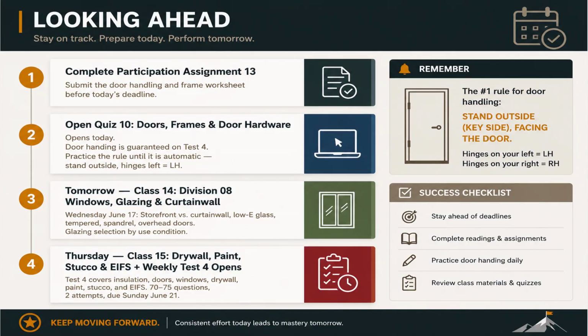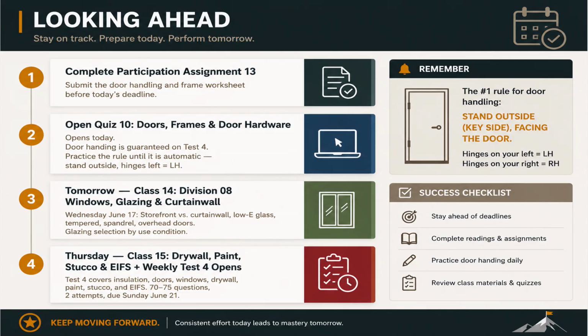Wrapping up. First, complete participation assignment 13, the door handing and frame worksheet, due before today's deadline. Second, quiz 10, doors, frames, and door hardware, opens today. And let me say this clearly, door handing is guaranteed on test 4. Practice the rule until it's automatic. Stand outside. Hinges left equals LH.